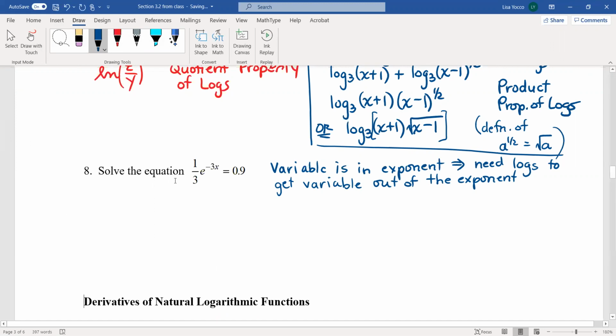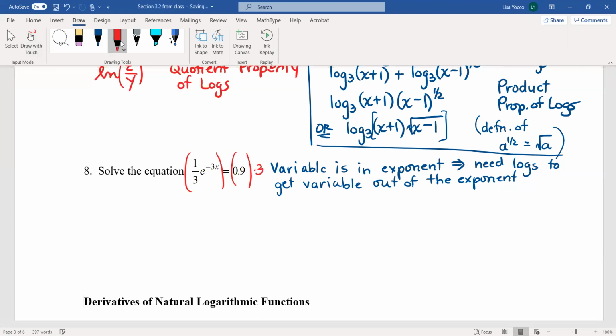There are a couple ways to do this, but what you definitely want to do first is get rid of that 1/3. The simplest thing to do would be to multiply both sides by 3 in order to get rid of the fraction. What we're really trying to do here is get the exponential part by itself. That is the e to the negative 3x. That's the exponential part.